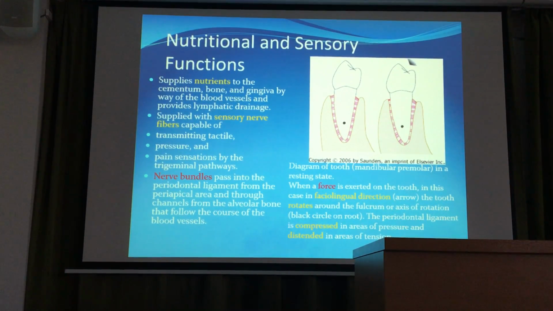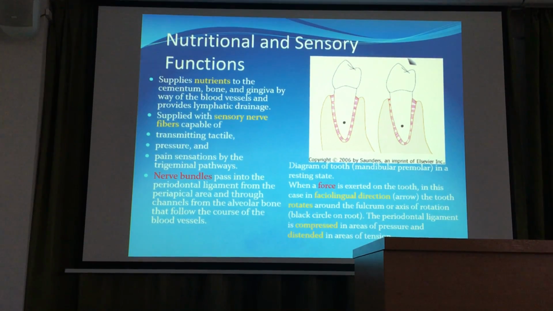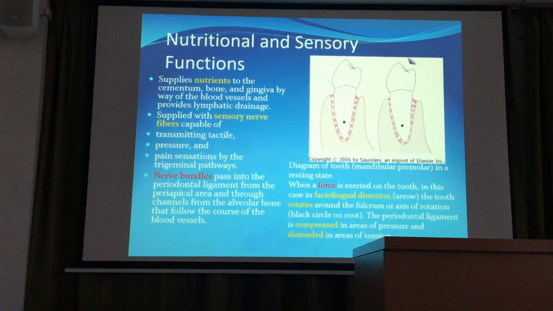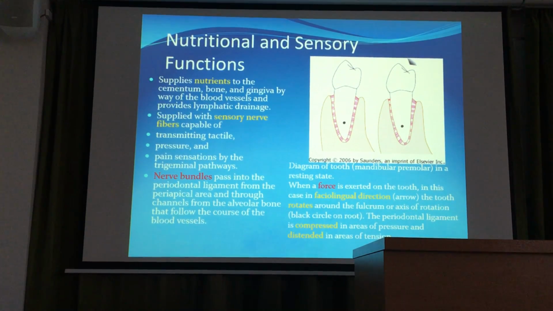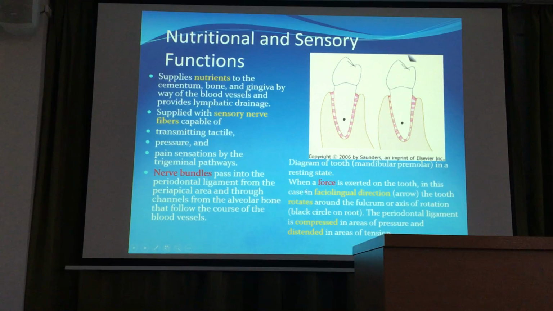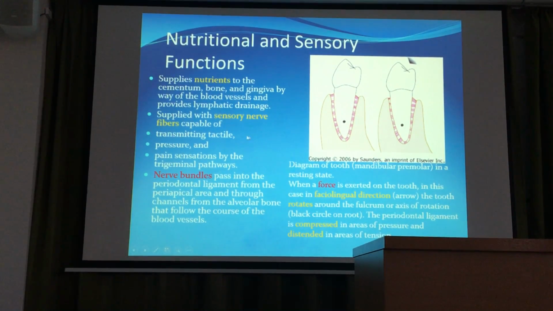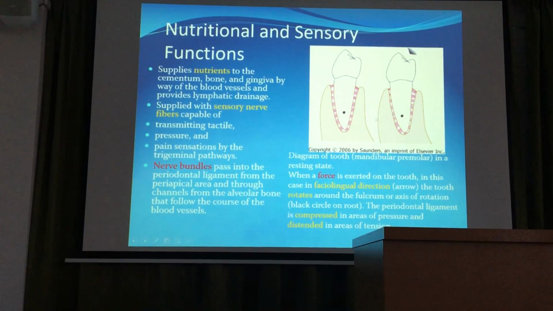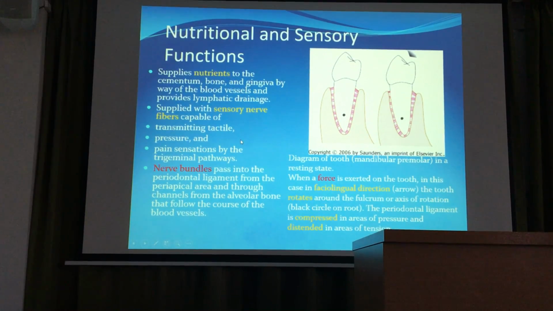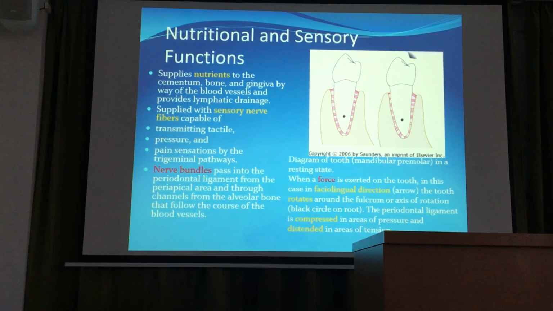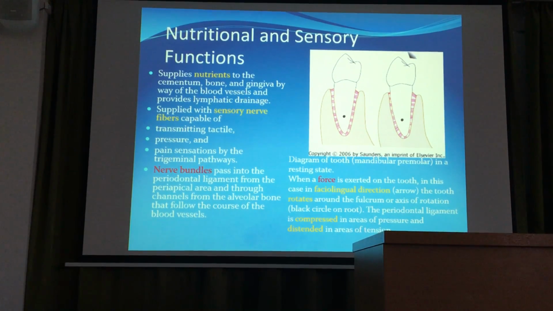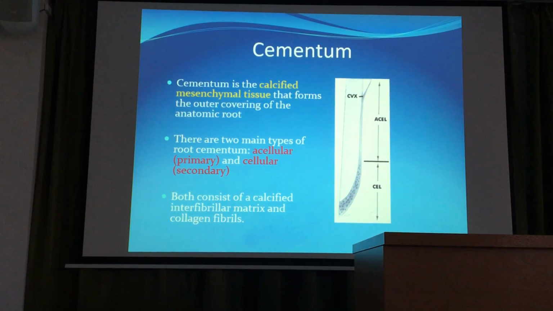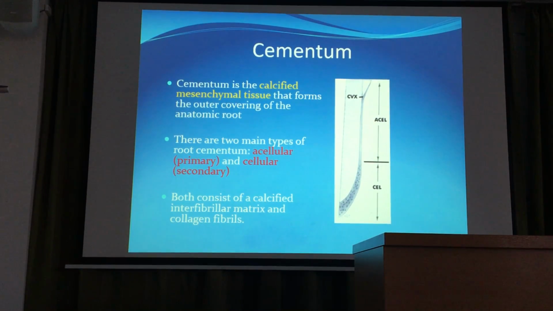And the last thing is the nutritional and sensory functions. Just imagine the cement layer. In the cement layer there's no circulation at all, but it needs some nutrients, and the periodontal ligament can produce some nutrients for the cement layer. And we also have sensory functions as well. The sensory functions mean we feel pain if we are chewing too hard, and we can perceive mostly pain sensation. Okay, third important part, the cement layer.